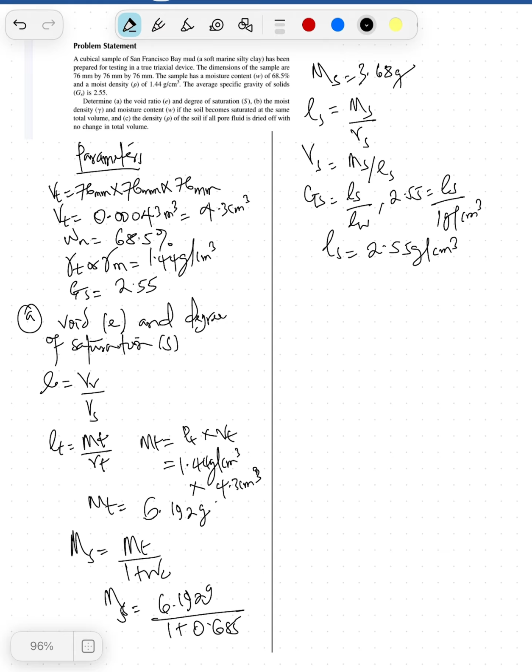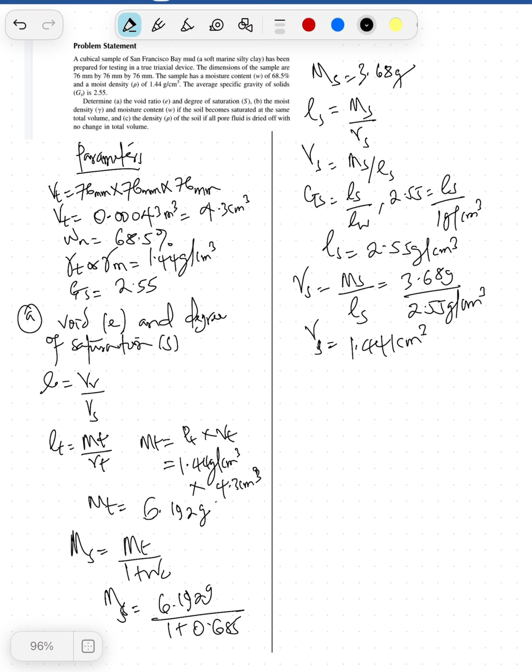So we know that our density of solid is now 2.55 grams per cm cube. So we can now obtain our volume of solid, which is equal to mass of solid over density of solid. Mass of solid is 3.68 grams all over 2.55 grams per cm cube. So volume of solid, if you do the math very well, is going to be 1.441 cm cube. So we've obtained our volume of solid.